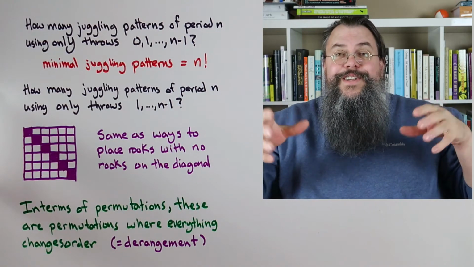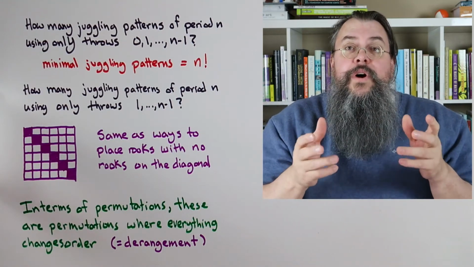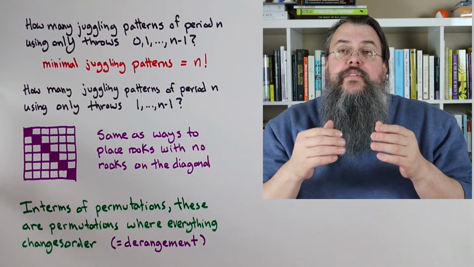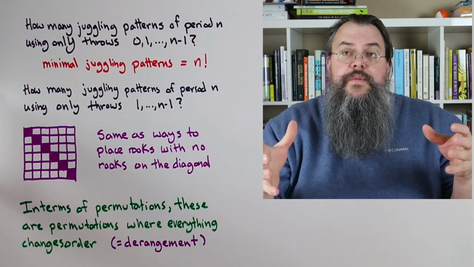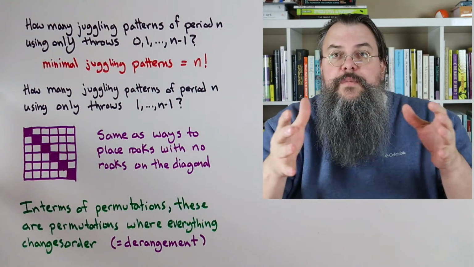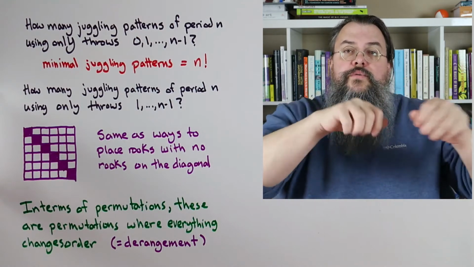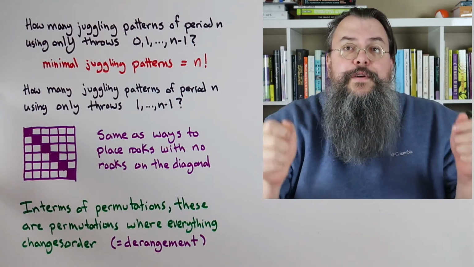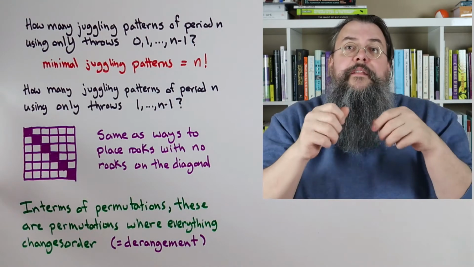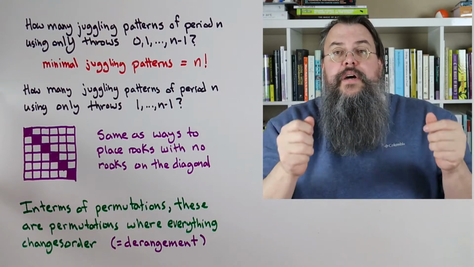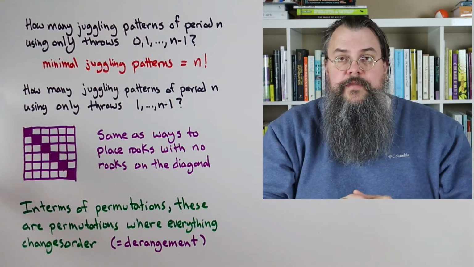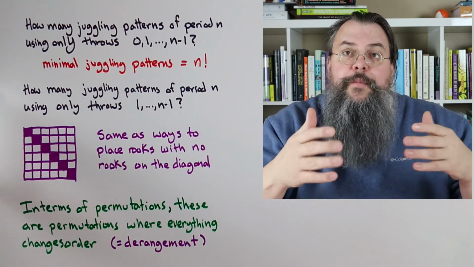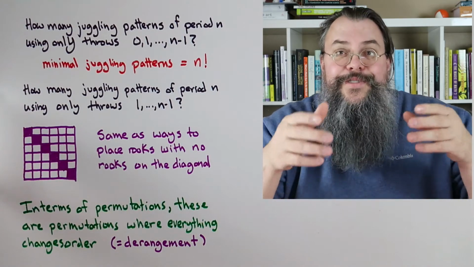Now, why are we calling this the deranged juggler? Well, it turns out that in terms of permutations, if you were to think of an ordering of something, you have maybe n people in a row, what we're trying to do is rearrange them so that no person is back where they started. In other words, everybody had to move. That's called a derangement. Everybody changed their position. And so a derangement is what we're really counting. How many derangements are there? So that's why we call it the deranged juggler.